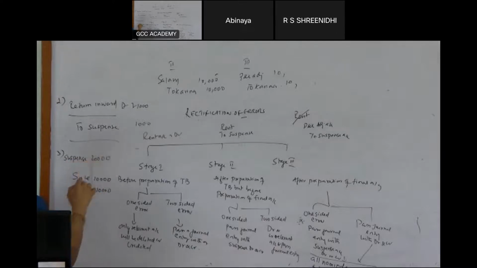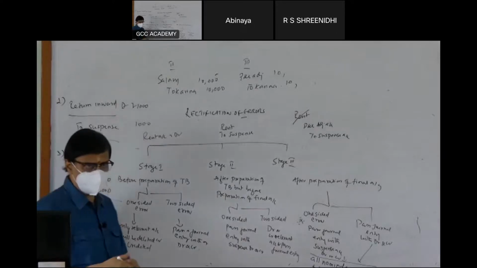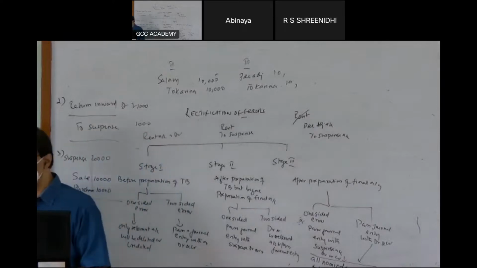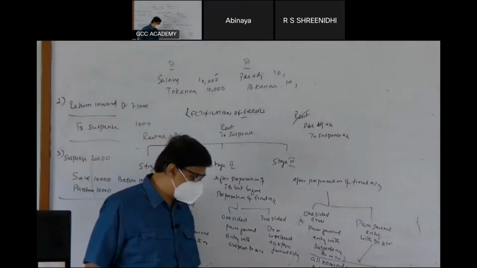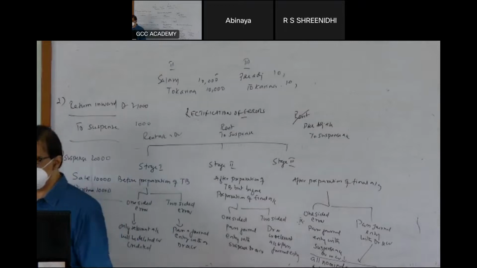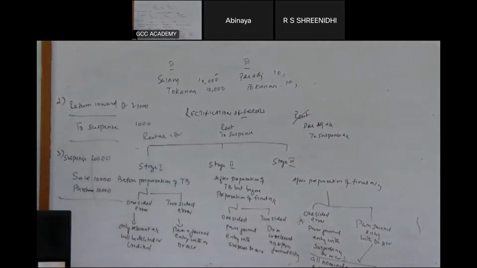So I'll repeat, a wrong entry where a sale has been recorded as a purchase. A sale is normally a credit. To originally record the sale, you should credit sales. And for the wrong debit to purchase, you should nullify it by crediting purchase. So you have to debit suspense double the amount. Suspense account 20,000, to sales 10,000, to purchase 10,000. Are you clear?